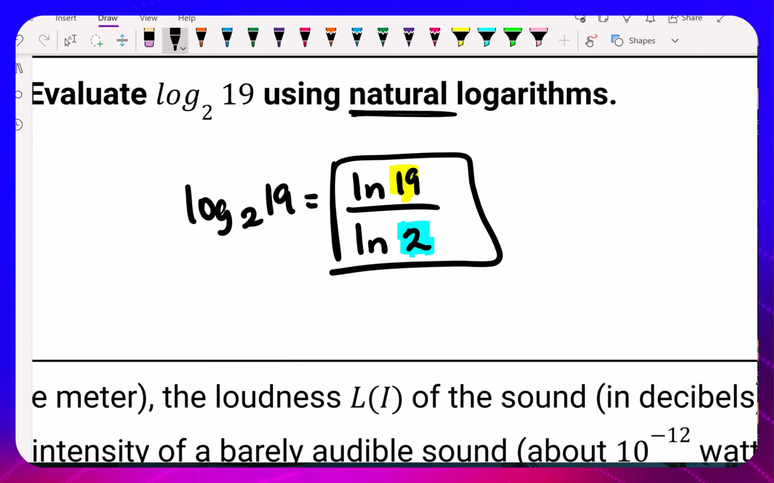Just remember, a common mistake is for you to go in order. They'll want to put log of 2 on the top and then log of 19 on the bottom. Just make sure you put the base in the denominator and the "of" on the top, and you are good to go. Just let me know if you have any questions.